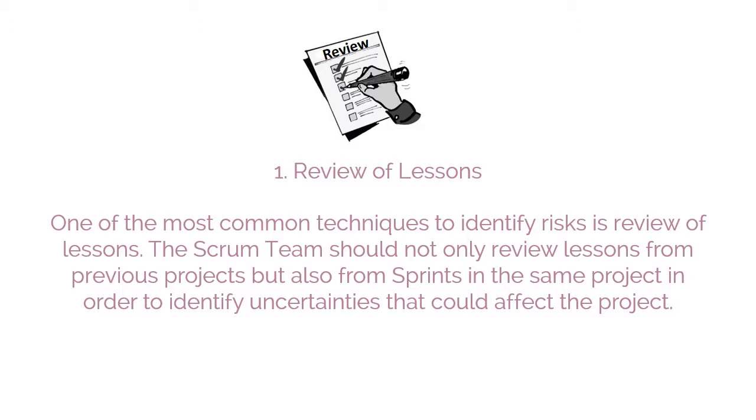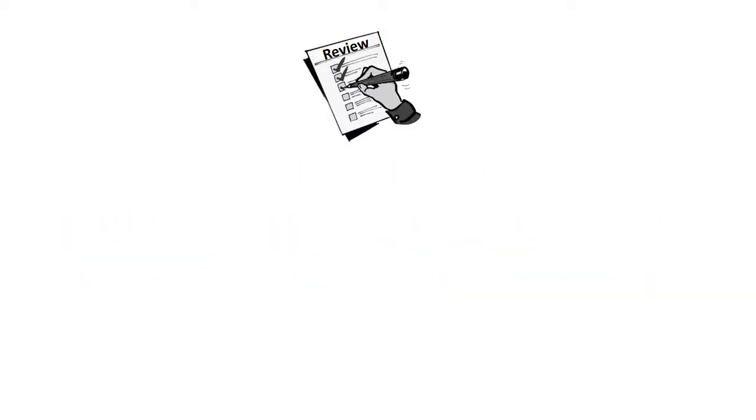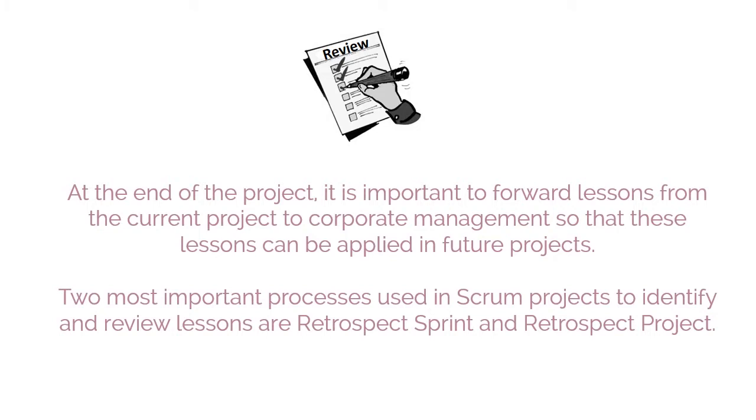The techniques that can be used by the Scrum core team to identify risks are: 1. Review of lessons. One of the most common techniques to identify risks is review of lessons. The Scrum team should not only review lessons from previous projects, but also from sprints in the same project in order to identify uncertainties that could affect the project.